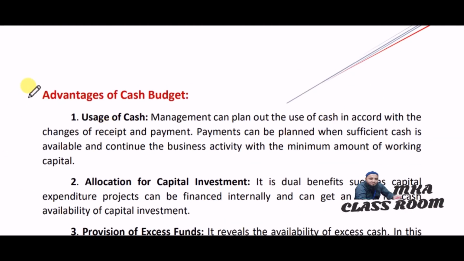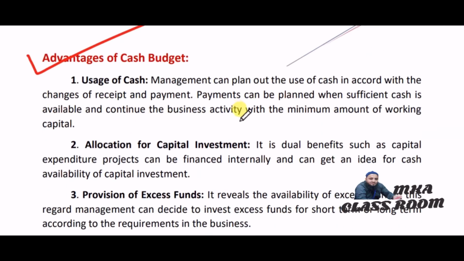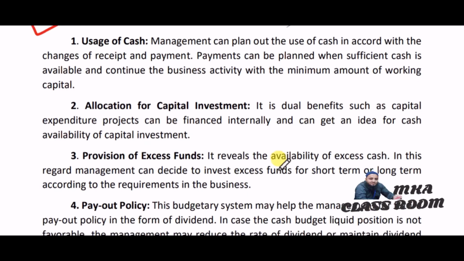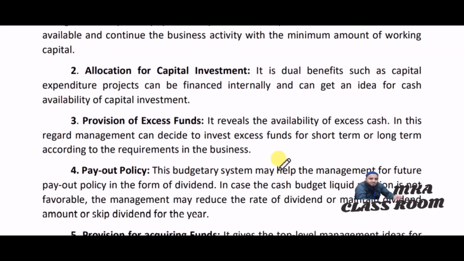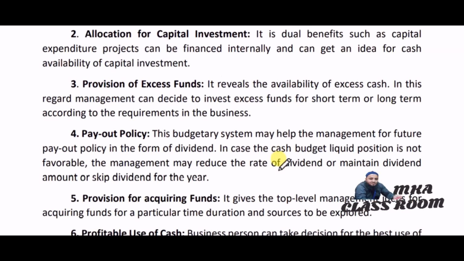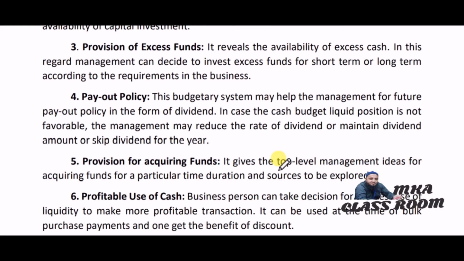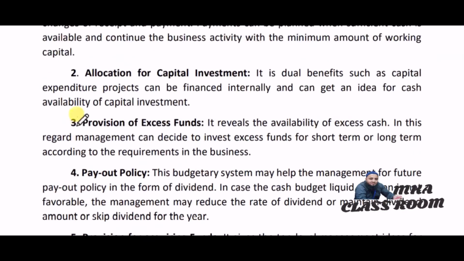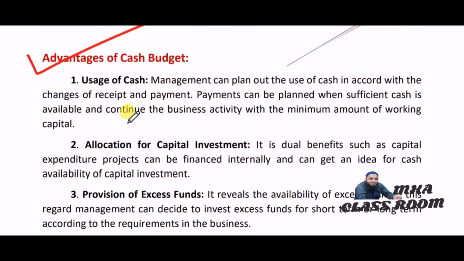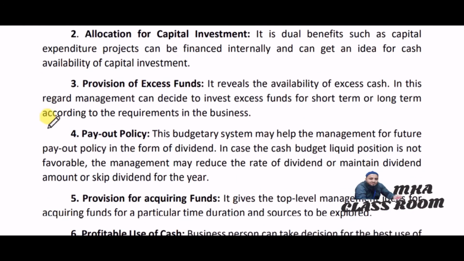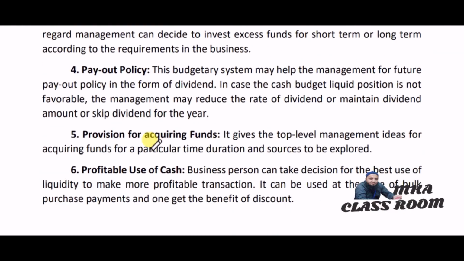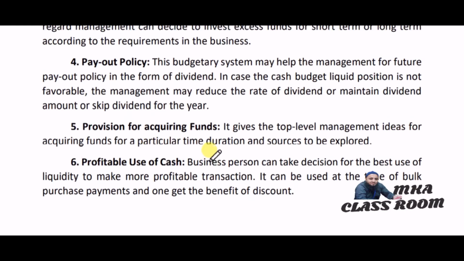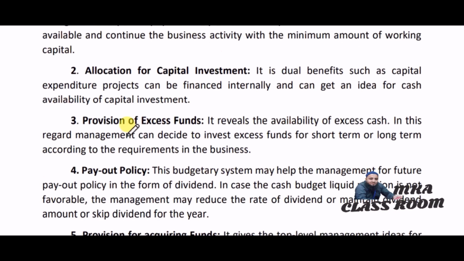Advantages of cash budget. Uses of cash. Allocation for capital investment. Provision of excess funds. Payout policy. Provision for acquiring funds. Profitable use of cash. So these are the advantages of cash budget systems.